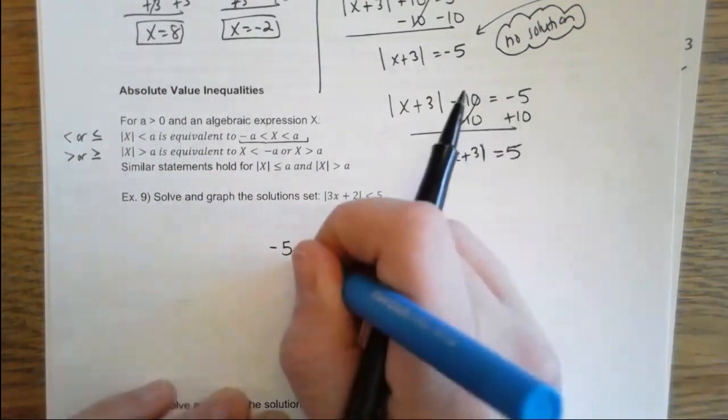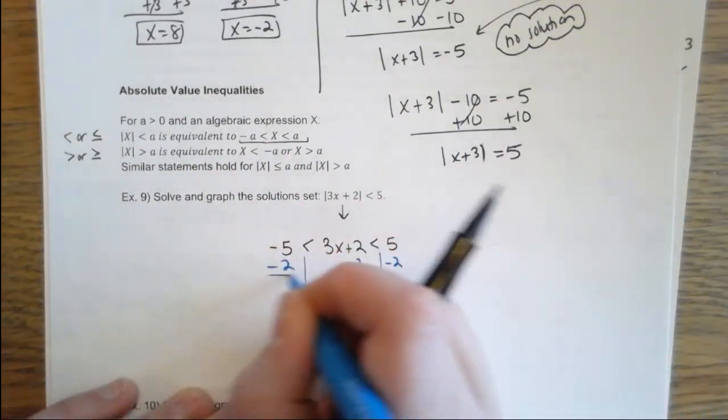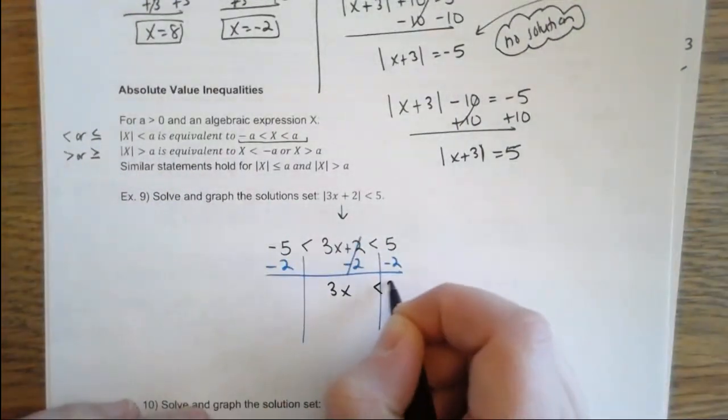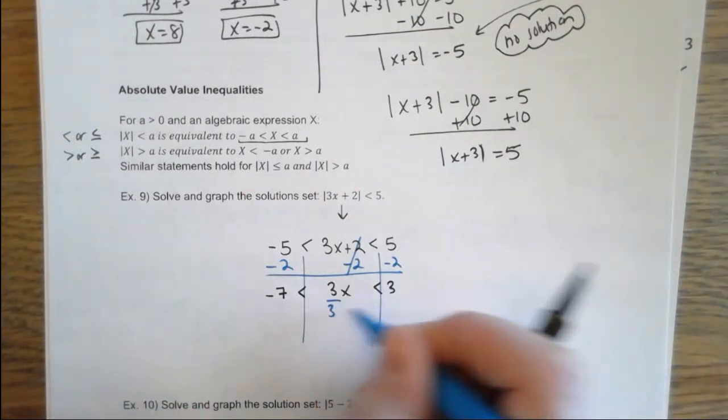And then what you can do is just solve these how we normally have. Subtract the 2 on all sides. And divide by 3.